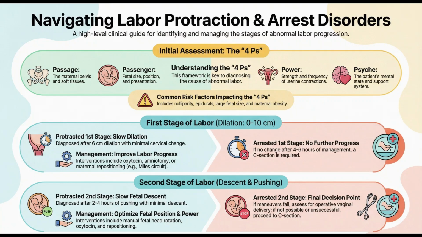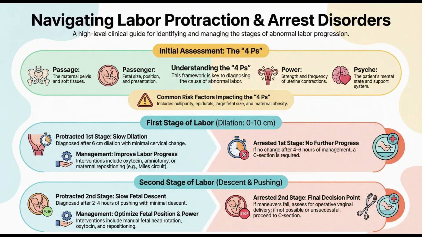Precisely. Because that slowdown, the protraction, it carries risks. Increased morbidity, infection, exhaustion for the mother, stress for the fetus. Right. But a true labor arrest, when you diagnose it using these really strict criteria we're going to talk about, that means you have to move. You proceed to a C-section, a cesarean section, to safeguard both lives. The whole strategy just pivots on which bucket you're in.